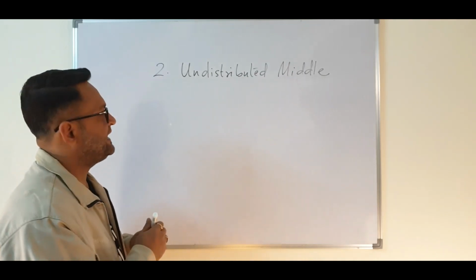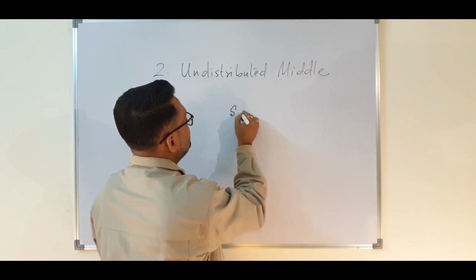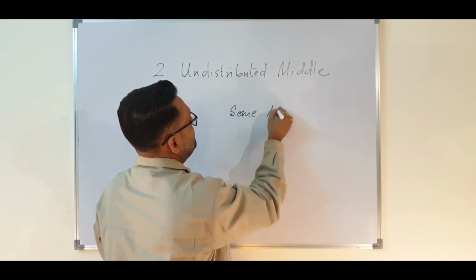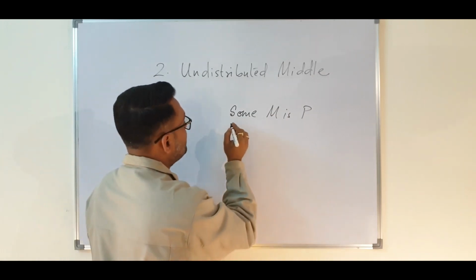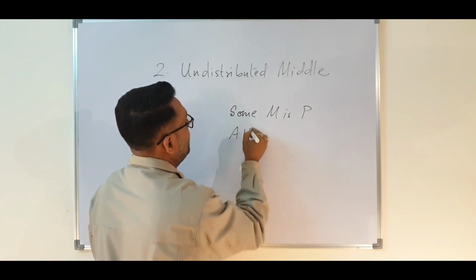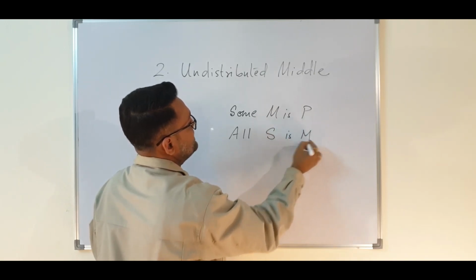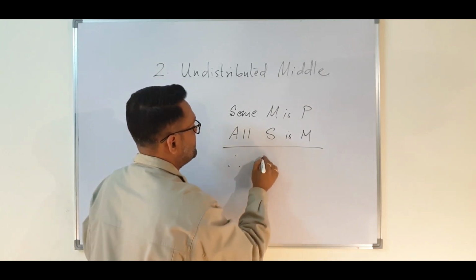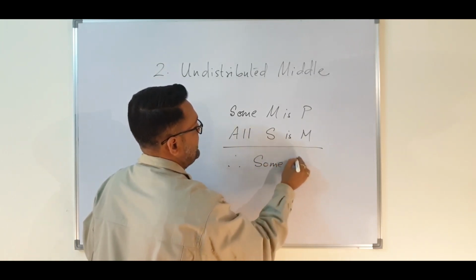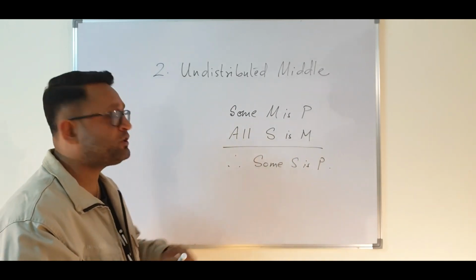So suppose we take an example. Suppose we have some M is P. Suppose this is the first statement, and suppose we have all S is M, right? So this is the second premise, and therefore some S is P. Now this is the third statement or the conclusion of the argument.